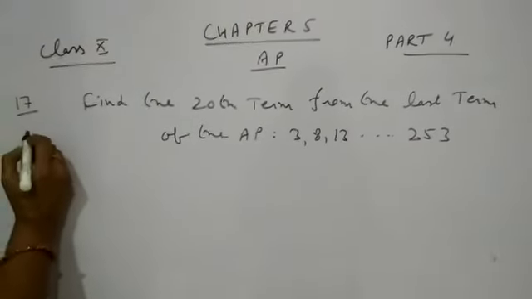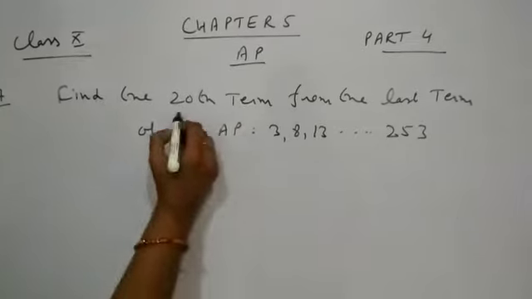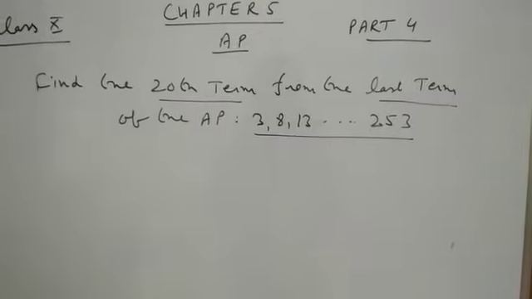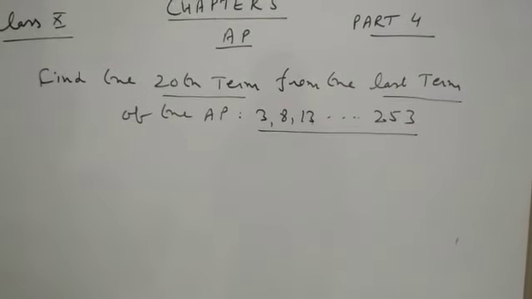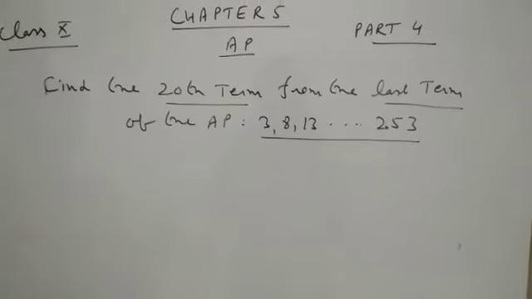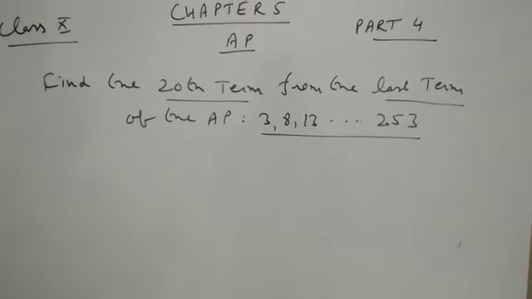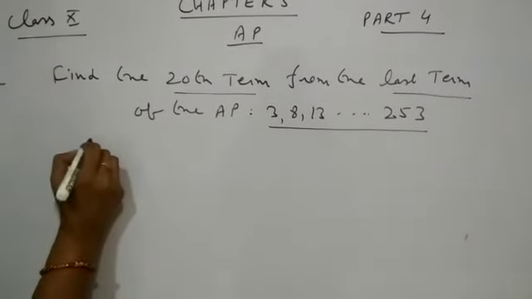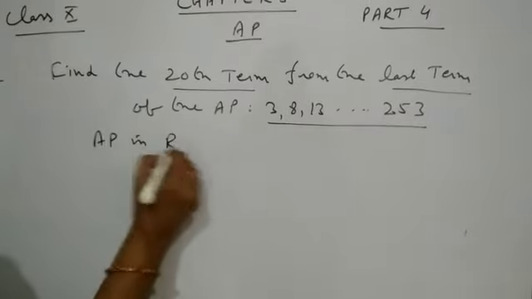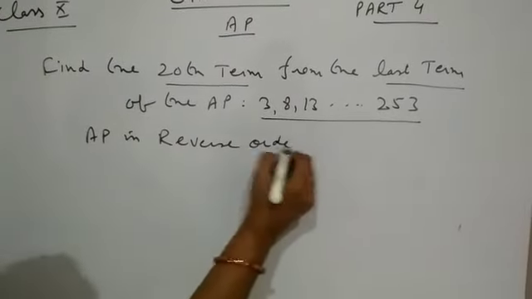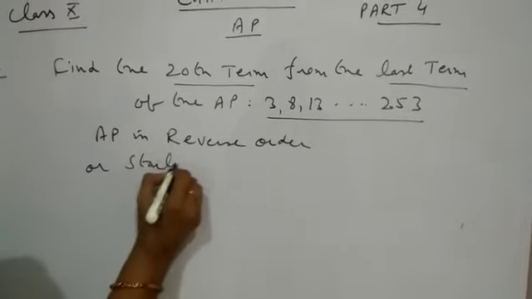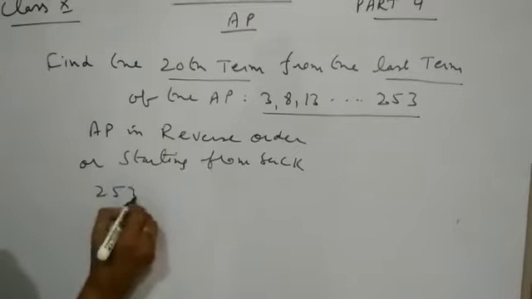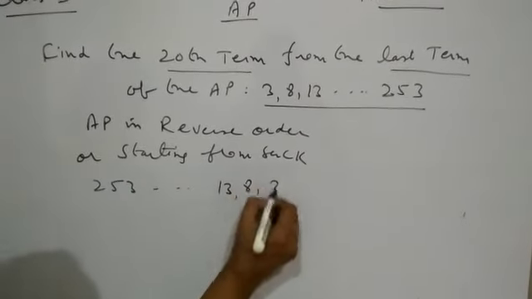So next, question number 17 from the same exercise. Find the 20th term from the last term of the AP 3, 8, 13 to 253. Earlier we were finding the 20th term from the beginning. Now we will find the 20th term from the last. Whenever we find a term from the last, take the AP in reverse order, starting from the back, because we want the term from the back. It will be 253, ... 13, 8 and 3.